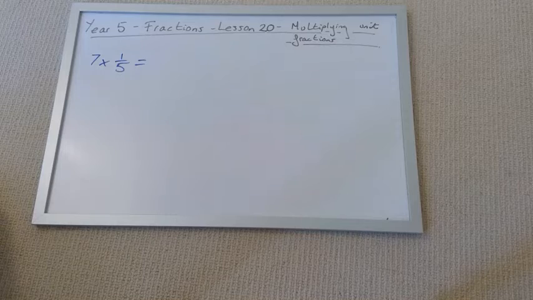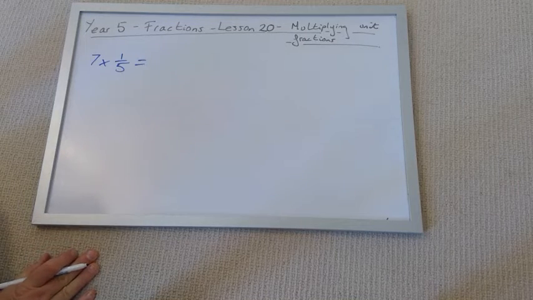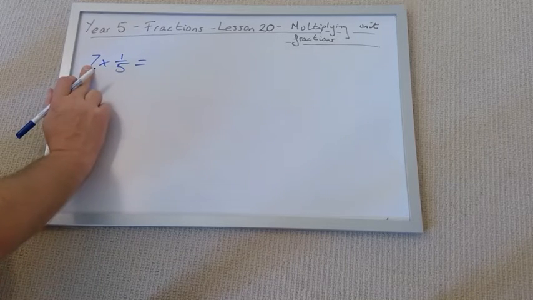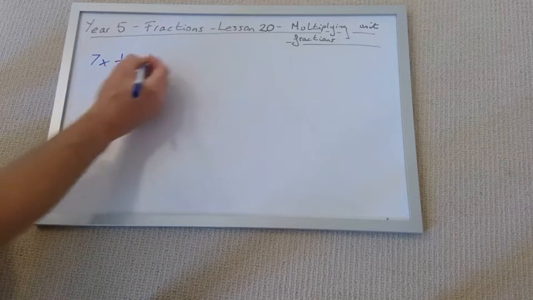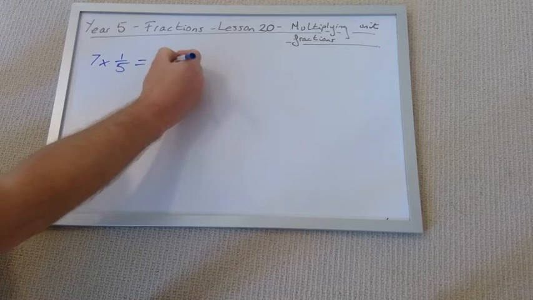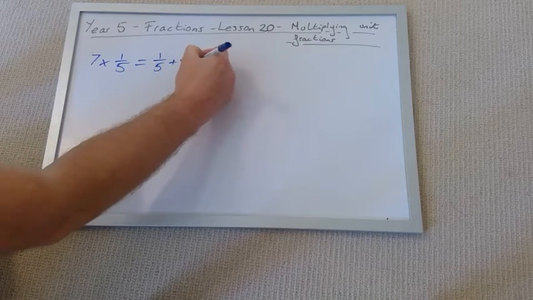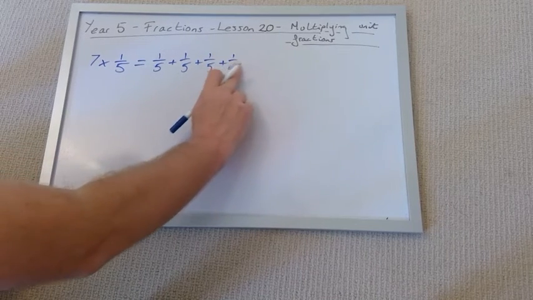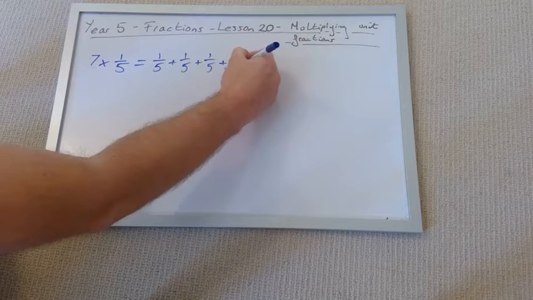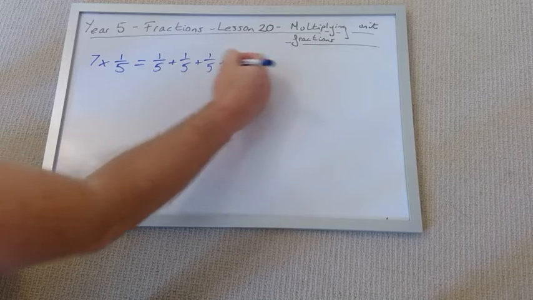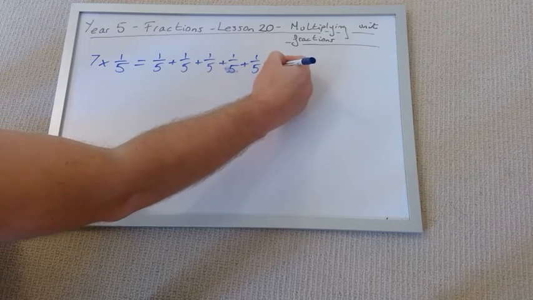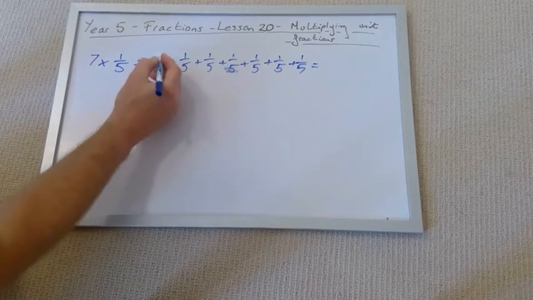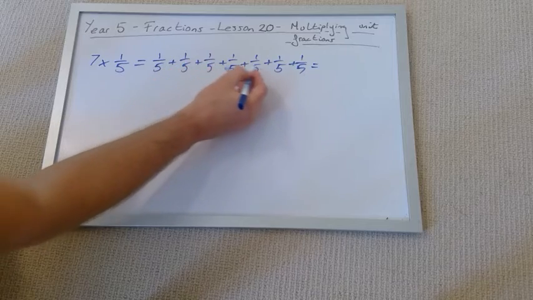Okay, so hopefully when you solve this independently using repeated addition, you realize that you need to add 1/5 7 times. 5, 6, and last one. Let's just triple check. 1, 2, 3, 4, 5, 6, 7.